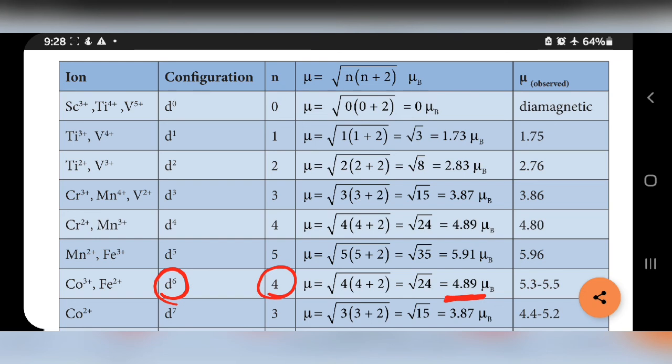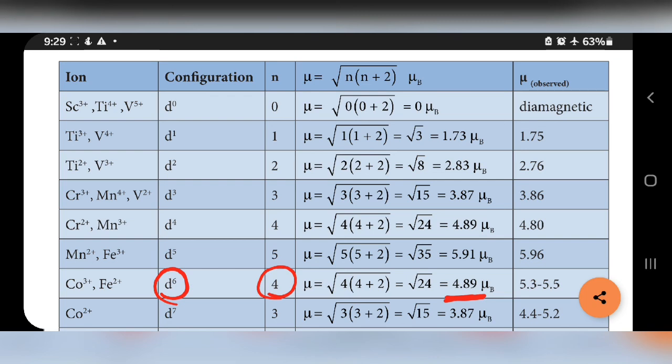In this topic, we learn 4 types of magnetic characters are there: paramagnetic, diamagnetic, ferromagnetic and antiferromagnetic. Mainly in this part, we are going to study only paramagnetic and diamagnetic. What is paramagnetic? If it contains unpaired electrons, that is called paramagnetic. What is diamagnetic? If no unpaired electron is present, that is called diamagnetic. For paramagnetic, we should calculate the magnetic moment by using the formula root n into n plus 2.